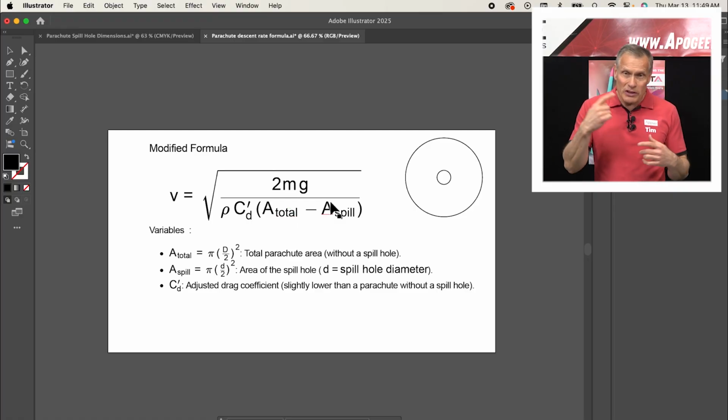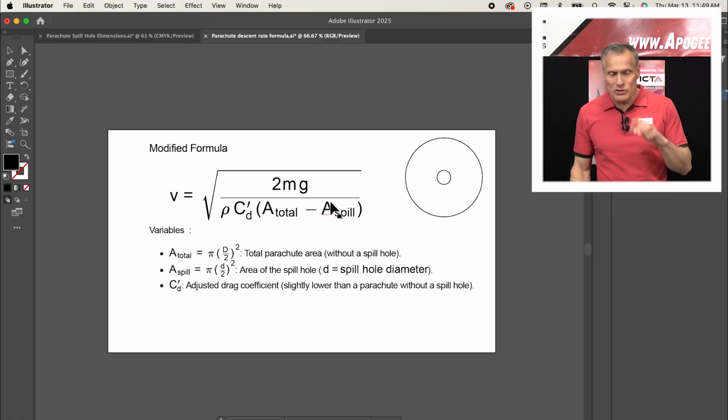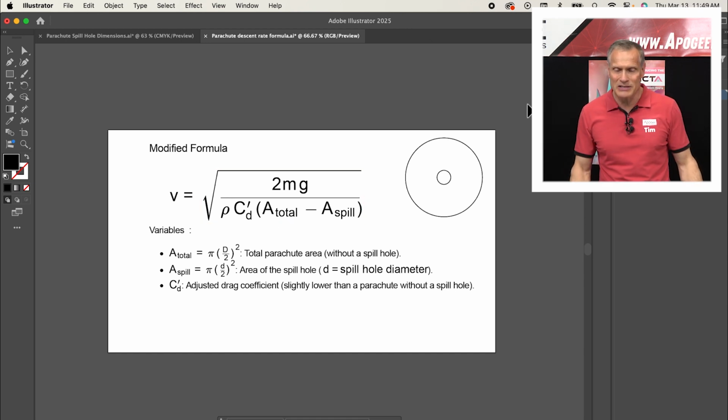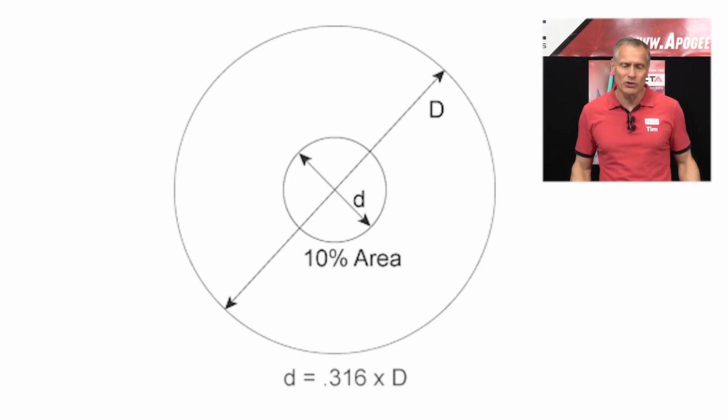So again, when we run these formulas, what we're concerned about is the area of the parachute, the outside area, and subtracting out the inside area. I ran some calculations, and these are kind of rough, so don't take them as exact. But what we're going to do is cut a circle in the middle of the parachute.